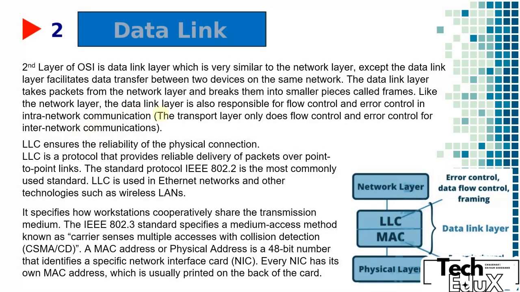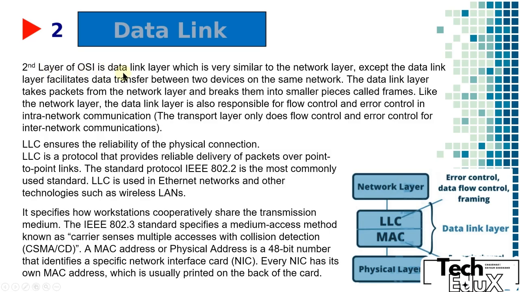The second layer of the OSI model is data link. And I told you in the last slide, it is all about physical addressing, whereas the network layer is talking about logical addressing. So let's read about this paragraph first.